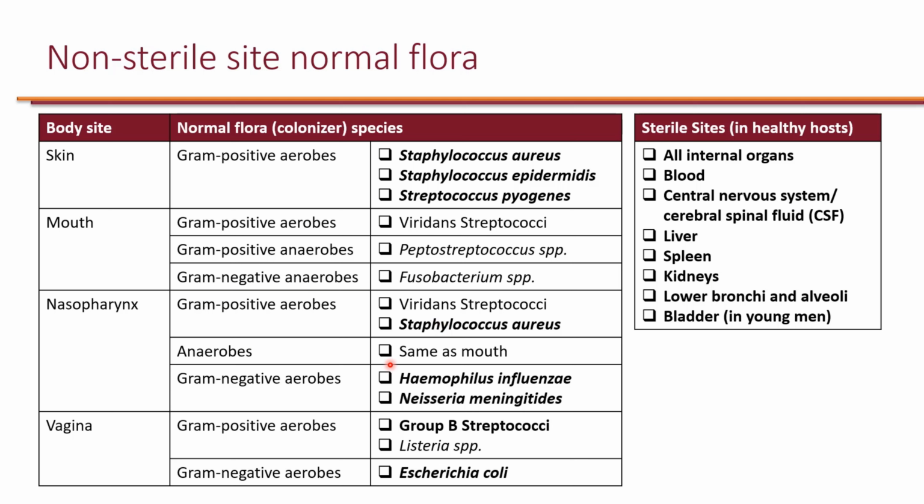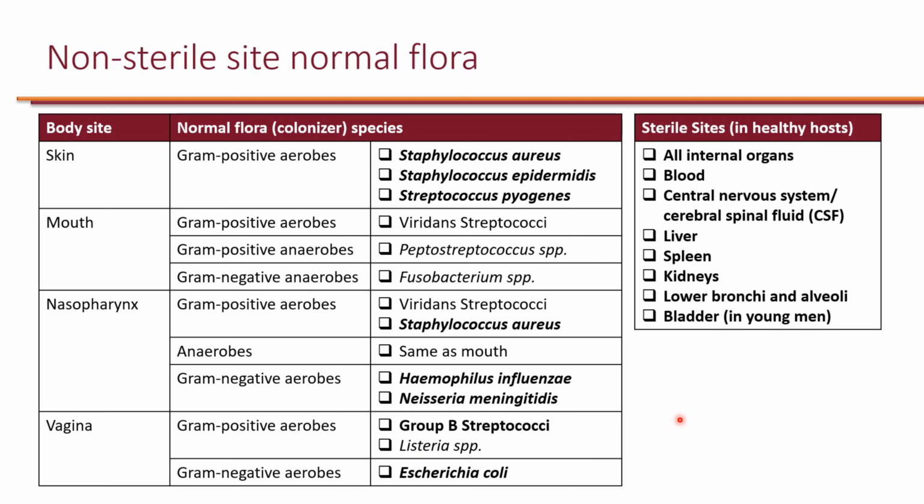Let's see. The anaerobes in the nasopharynx are the same anaerobes as the mouth, and there are some gram-negative aerobes in the respiratory tract. So H. flu, Haemophilus influenzae, and Neisseria meningitidis is one. And then in the vagina, there is flora. For example, E. coli is a resident of vaginal tissue, as are group B Streptococci and Listeria.